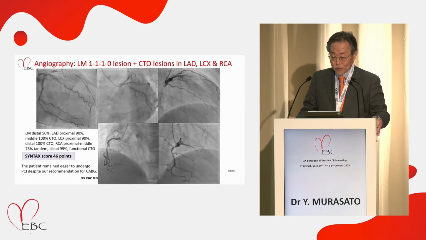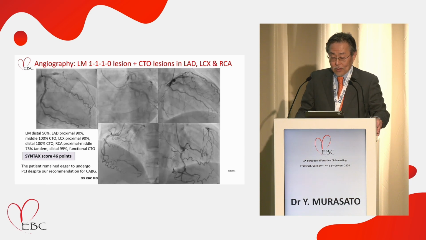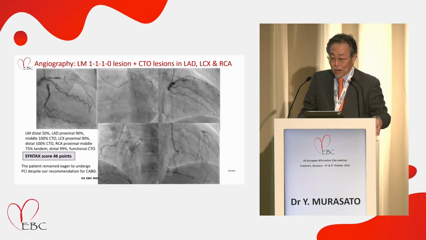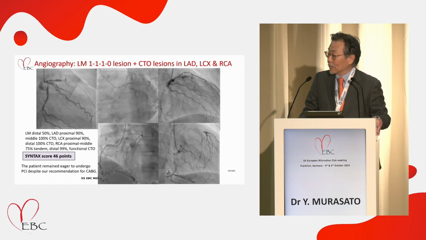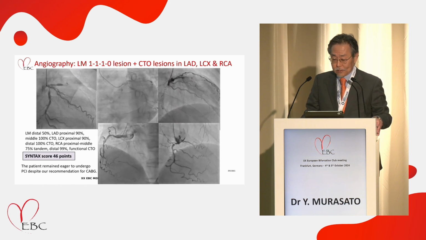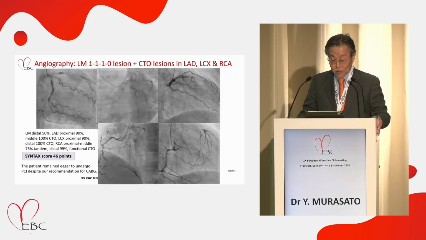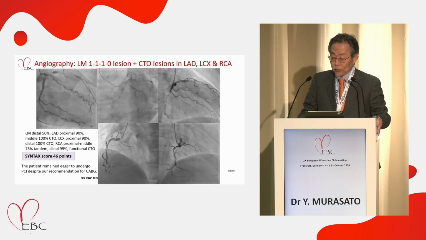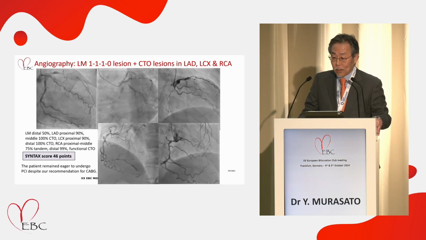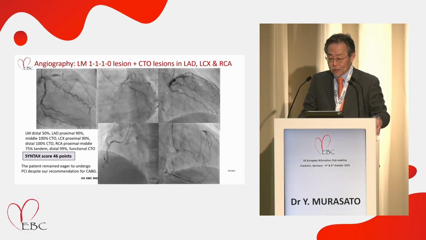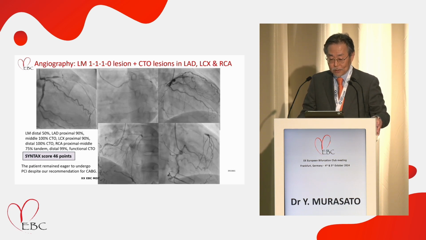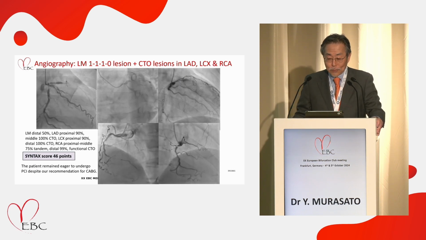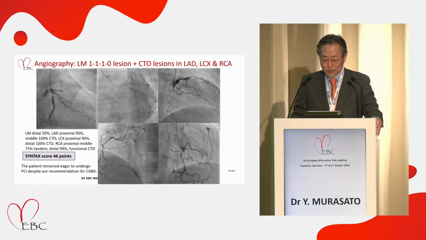This is the right coronary angiography. Here you can see the distal RCA is also totally occluded. The proximal part of the RCA also has a significant stenosis. There is well-developed collateral from the RV branch to the LAD, and some collateral was found in the PD branch. The SYNTAX score was 46 points.